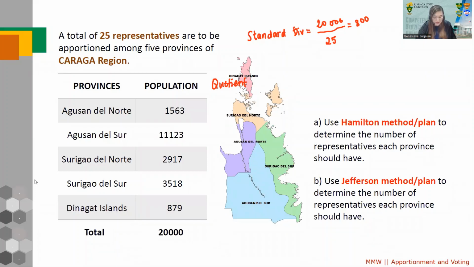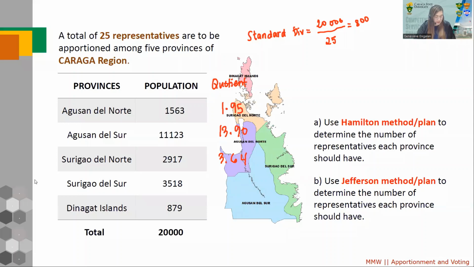1.95, ma'am. Okay, 1.95. Okay, sunod. 11,123 divided by 800. 13.90. Okay, 13.90. Sunod. 2,917 divided by 800. 3.64. Sunod.